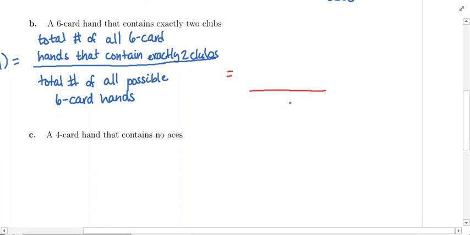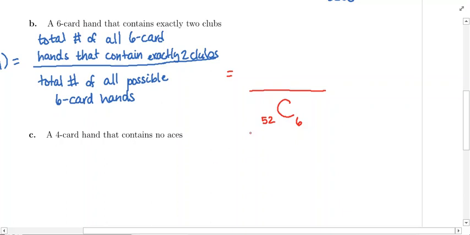You're being dealt a hand, so it's a combination. If you're trying to figure out the total possible number of all 6 card hands with no restrictions, remember you're being dealt that 6 card hand from the entire 52 card deck. So you would be pulling from the entire deck, and you're going to be choosing 6 cards. So the total number of all possible 6 card hands is going to be 52 choose 6.